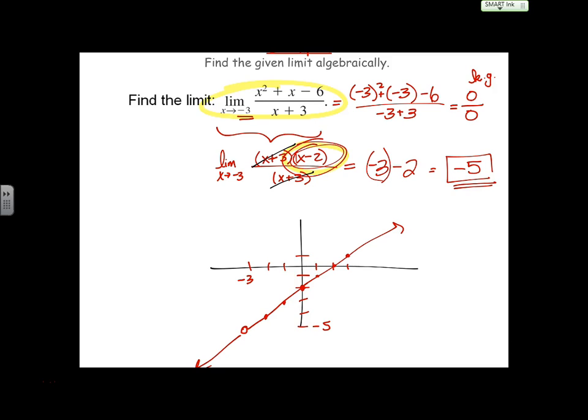What's supposed to be there at negative 3? Thank you. Negative 5 is not. So I keep it empty.